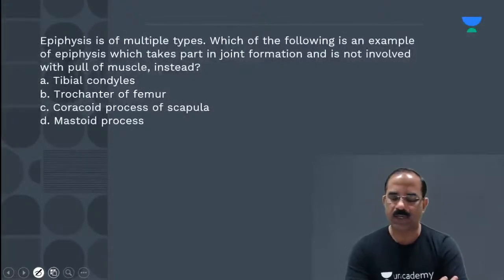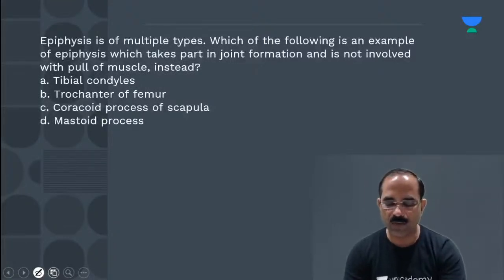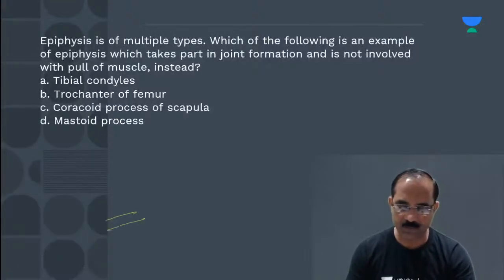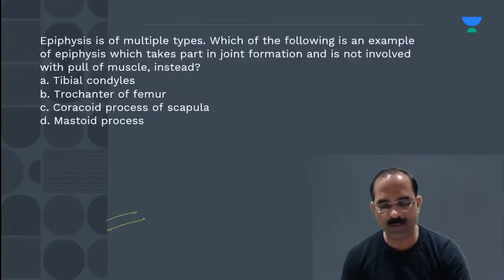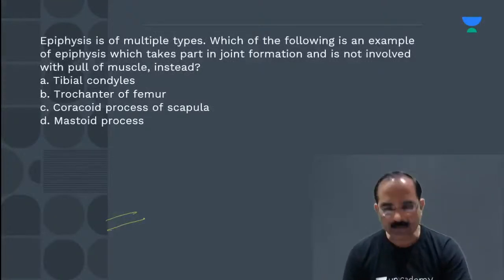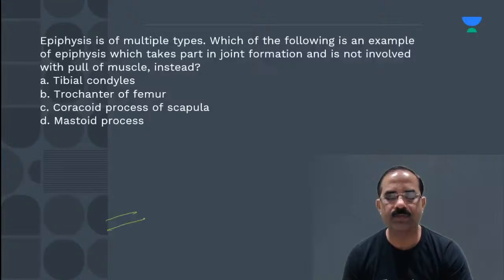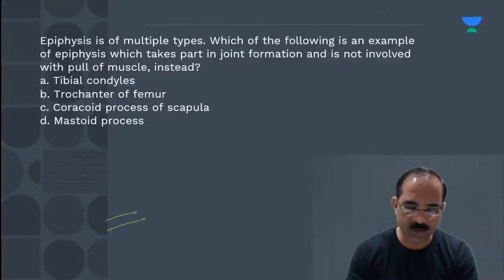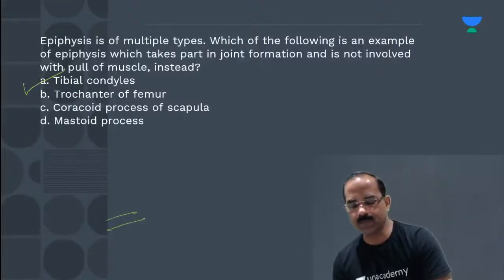Epiphysis is of multiple types. Which of the following is an example of epiphysis which takes part in joint formation and is not involved in muscle pull? Which takes part in joint formation? Answer is tibial condyles. Answer is the tibial condyles.